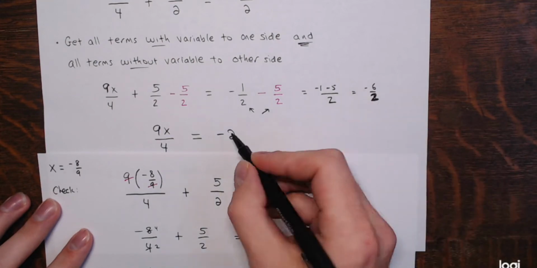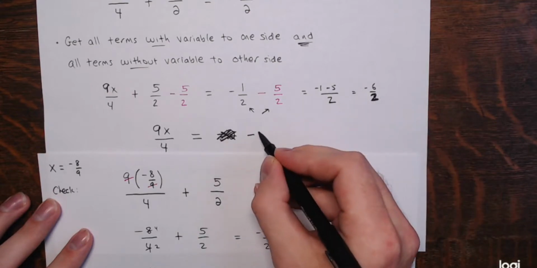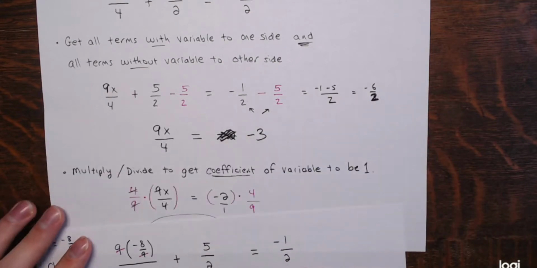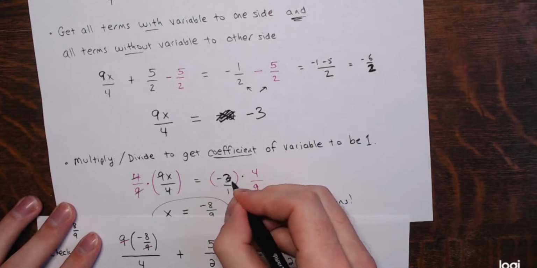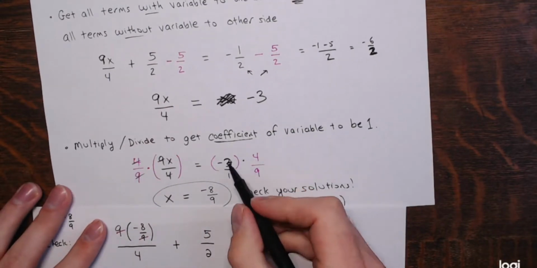This should be negative 3, not negative 2. Negative 6/2 is negative 3. And that changes this to negative 3 over 1. Still have the 9/4 multiplied by 4/9. And then that'd be negative 12/9.